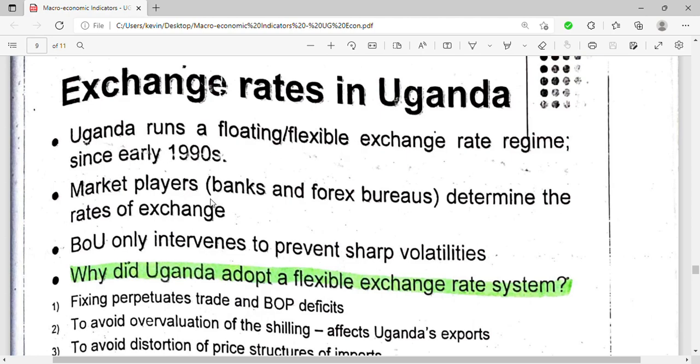And the market players, we have banks and forex bureaus. They determine the rates of exchange because they are the main people that use money. Yeah, the banks and forex bureaus determine the rate of exchange. Bank of Uganda only intervenes to prevent sharp volatilities, like to prevent the exchange rate from going too high and going too low. But in other ways, it does not intervene. The exchange rate is determined by the market forces of demand and supply.